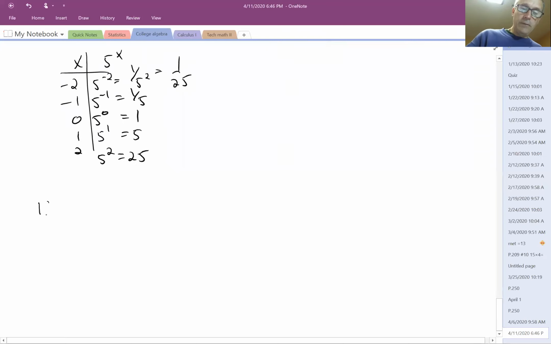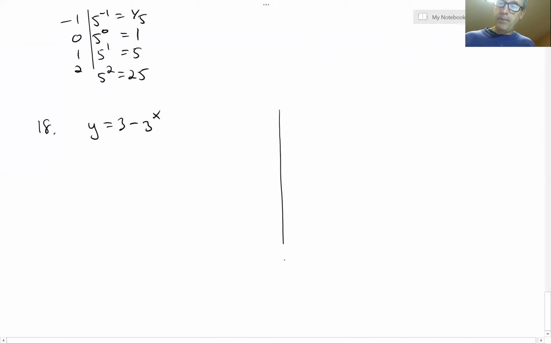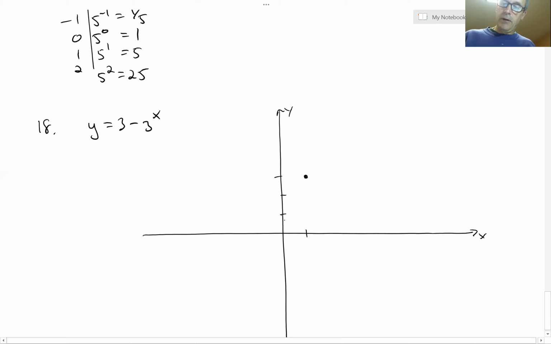Number 18. Y equals 3 minus 3 to the x. Okay, so now we're going to have some shifting, reflecting kind of thing going on here. So let's get 3 to the x, and then we'll figure out how to do the reflections of it. So the base curve will be 3 to the x. Okay? So let's do it manually. Plug 1 in, you get 3. 0, you get 1. -1, you get a third. So pretty much all these have this shape.